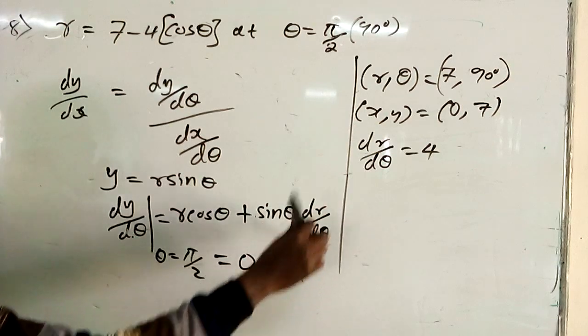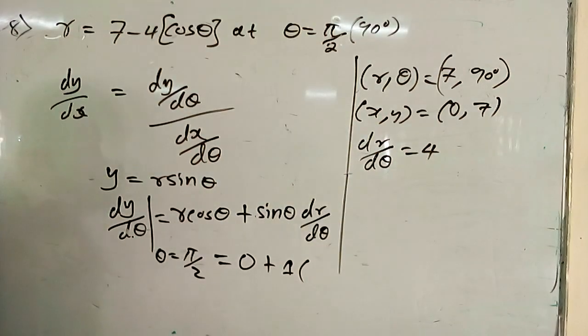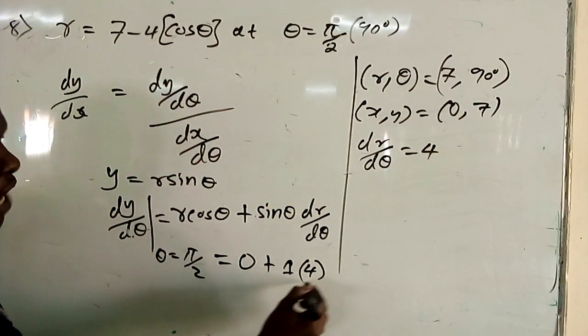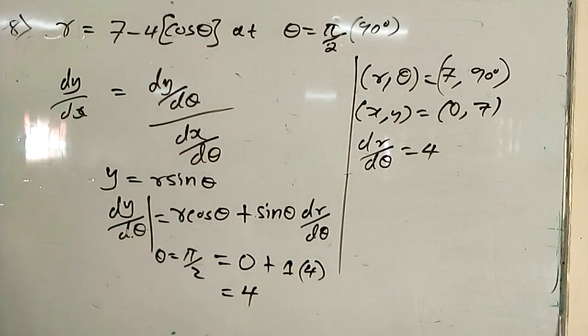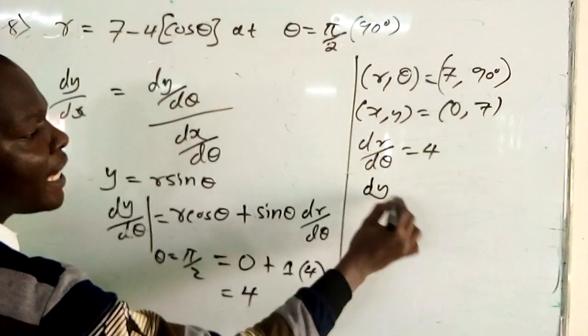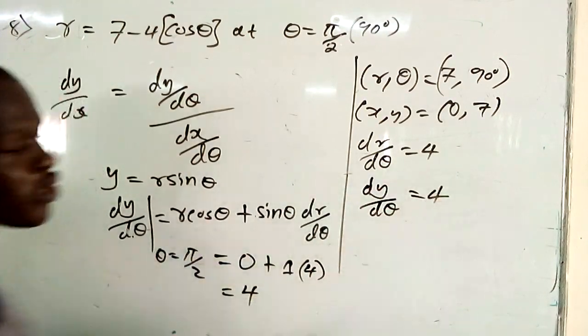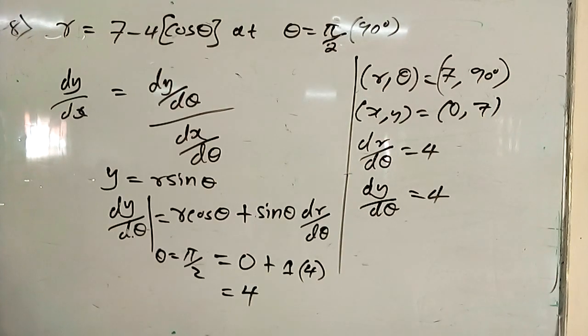Then what is dr over d theta? Dr over d theta you found to be 4. So at the end, you get dy over d theta to be, are you seeing that? So we've now found dy over d theta to be equal to 4. Move to the next one.